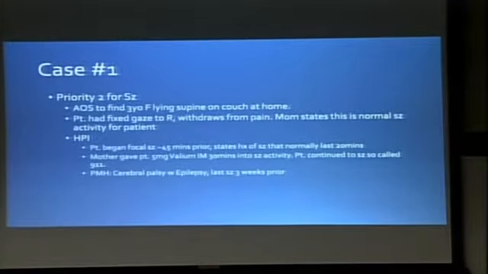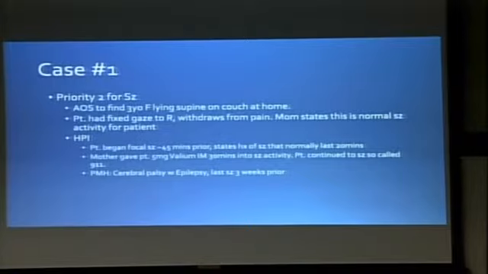Okay. On arrival, priority two for a seizure. On arrival, found a 3-year-old female lying supine on the couch at home. Patient had fixed gaze to the right, withdraws from pain. Mom states this is normal seizure activity for the patient. So you've already established this is a complex seizure. Patient began having a focal seizure 45 minutes before this. Mom says the usual seizure only lasts 20 minutes. Well, now this has been going on 45 minutes.